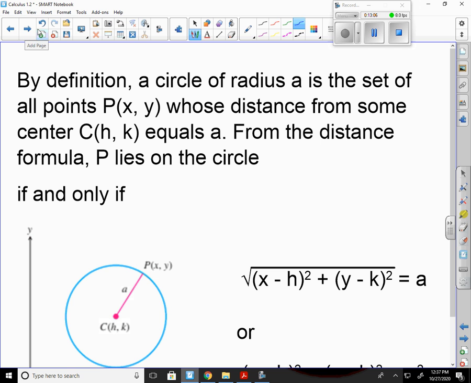All right, that's where we're going to leave off for today. Tomorrow we're going to pick up right back here and start with circles. This is where it can get a little trickier, but not too bad.